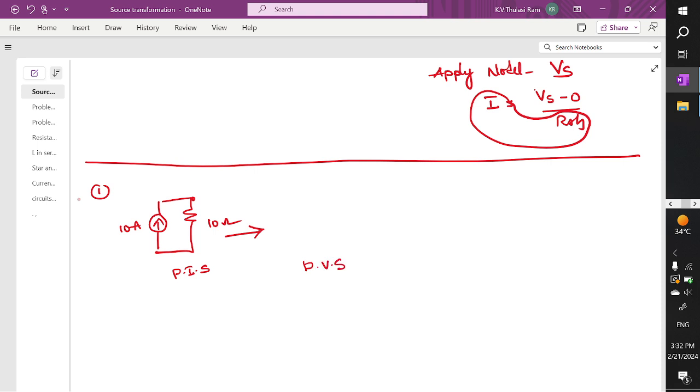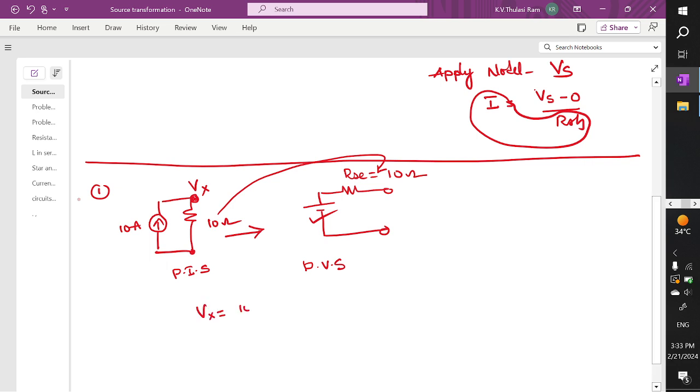So how do we convert? Here I want to find the voltage of this branch, which I'm going to write as Vx. I draw the voltage symbol with a series resistor. The value of this series resistor is the same as the value connected in parallel, equal to 10 ohm. These two have to be replaced with a voltage source. Directly we can write Vx is equal to I into R, which is 10 into 10. So directly people will claim that this is 100 volts.